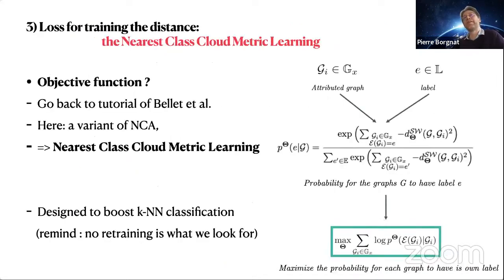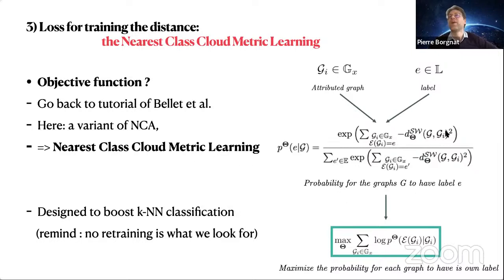Now we just need to train that. I'm skipping a little bit the details about that, but we just rely on the classical literature about metric learning. We know that depending on the task, we need to specify the loss function which is suited to the task. Here, because we focus on the KNN classification next, we give a variant of Neighbourhood Component Analysis, a Nearest Class Mean metric learning.